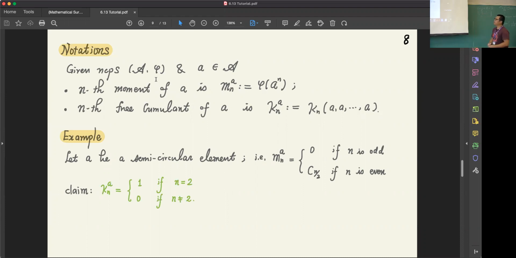As we saw before, if we have a semicircular element, then we can compute it precisely. For a semicircular element, the corresponding moments are these: when n is even, it's the Catalan number C_{n/2}; when n is odd, it's 0. How can we find the cumulants? Using the moment-cumulant formula from the previous slide, kappa_n is exactly what we computed before. Okay, so let's see the proof.